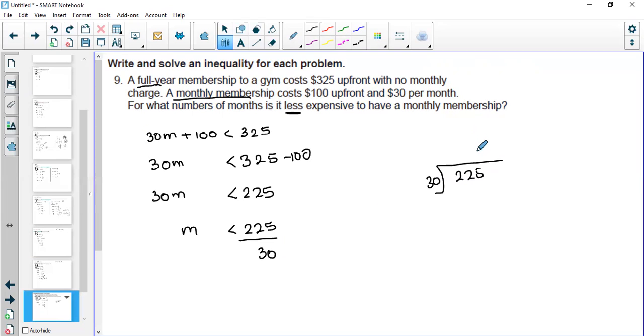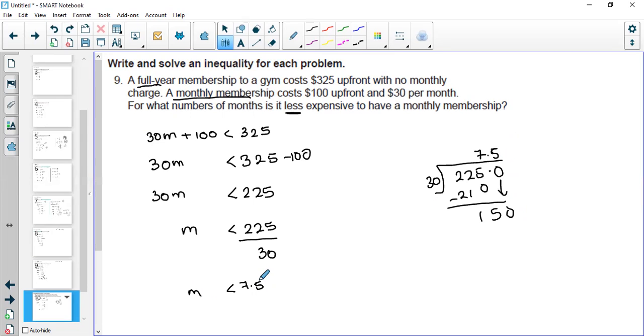So we have a 7, right? 0, 21. So we subtract this. Now we cannot leave it like that because they're asking how many months. So there is a remainder here. We are going to put the point at the 0. That means we have 150, so 7.5 months, right? So m is going to be less than 7.5 months, right?